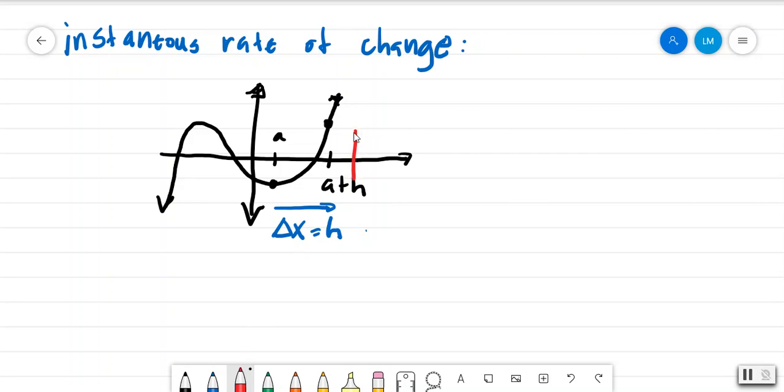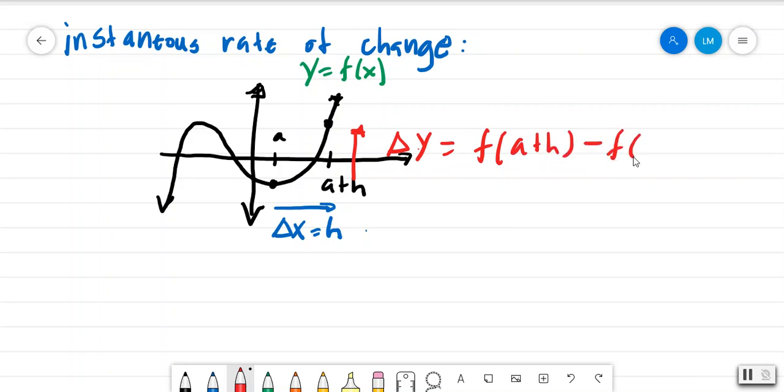Right, so then in this case, we find the delta y. Now, in this case, if you look at your equation, this equation was y equals f of x. That means that the delta y is equal to f of a plus h minus f of a. Now, for those that take, let's say, pre-calculus, you know this as the difference quotient.